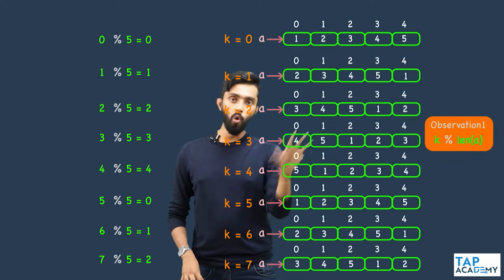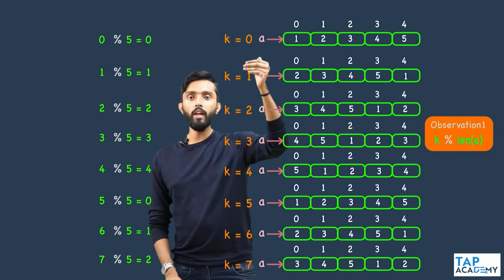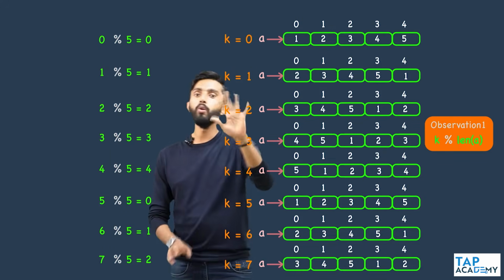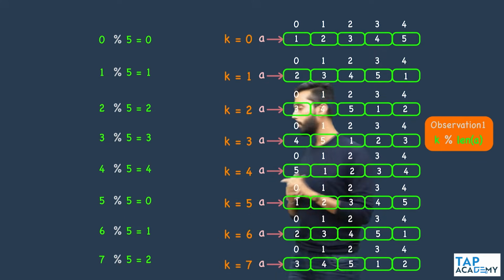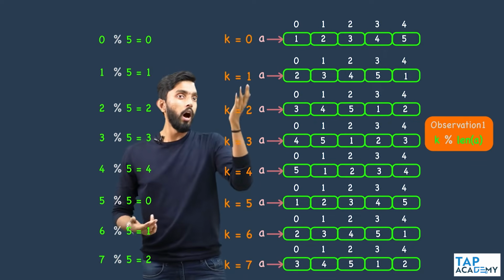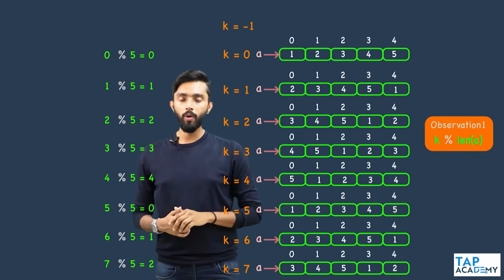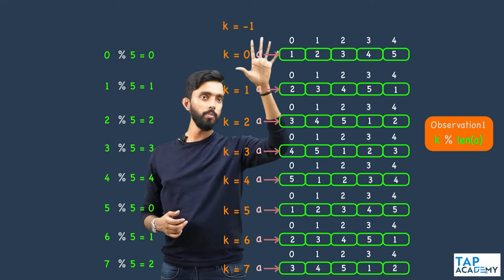Now guys, nobody ever told that the number of times you have to rotate will be a positive value. Nobody told it has to be a positive value. It can be a negative value. What do you mean, sir, you may ask. Assume k is minus 1. Sir, if it is minus 1, what happens? You may think. Very simple, guys.